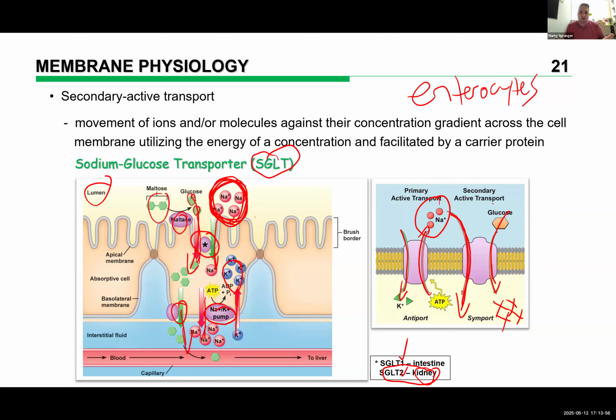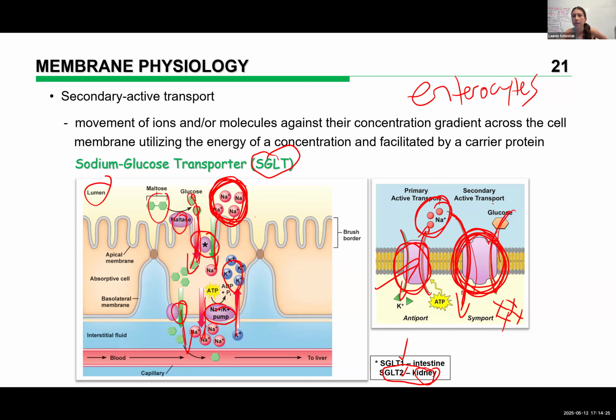So why do we call it secondary and not primary? Because this right here does not directly use the energy of ATP. This does. This, so to speak, secondarily uses the energy of ATP. This is a primary active transporter. It uses the energy of ATP to do its job. And now this byproduct of using ATP, the sodium gradient, is used to drag glucose in.